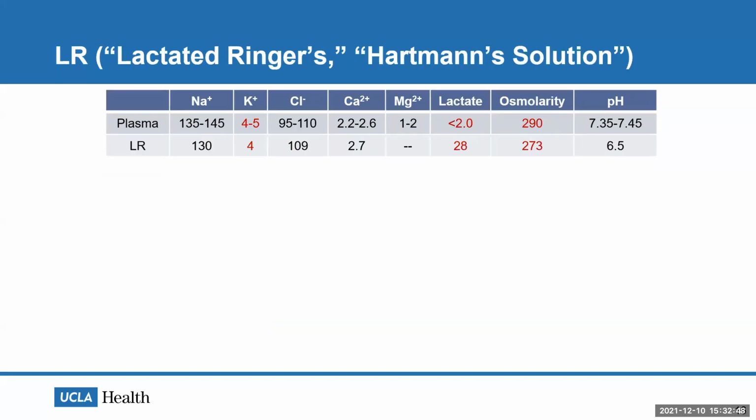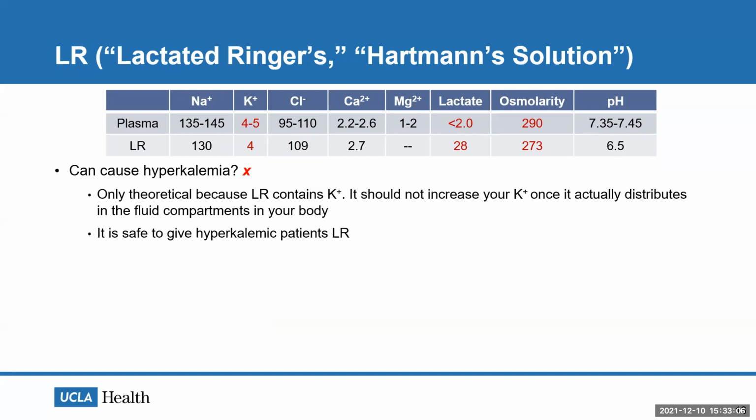Let's move on to LR. You'll see that the potassium, the lactate, and the osmolarity are all in red. So let's go over some things. Can LR cause hyperkalemia? I mean, there's potassium in it. Remember that the potassium in LR is 4. So if we're talking about concentrations and equilibration gradients, your potassium might actually go down if you give LR. So if someone has a potassium of 5 and you give them LR, their potassium will drop. All of this is to say that it is safe to give hyperkalemic patients LR. So don't be deterred by that.